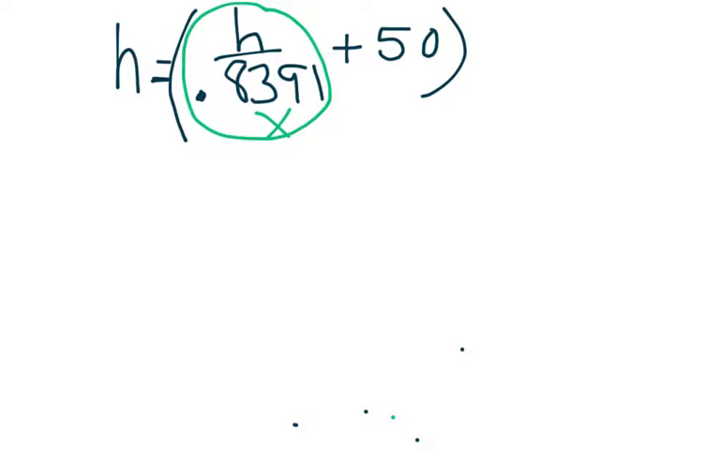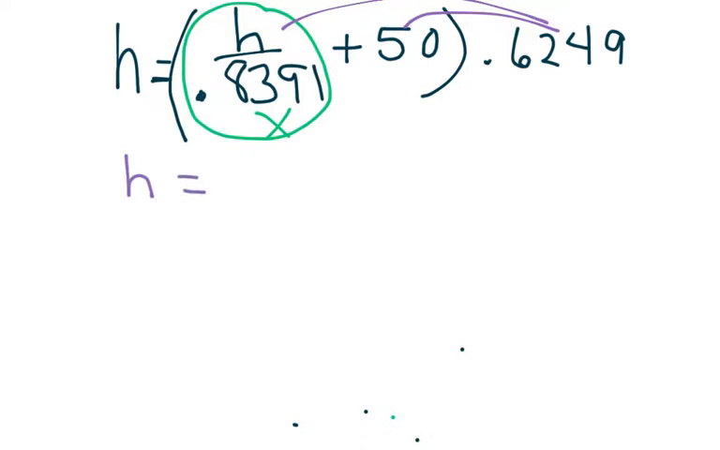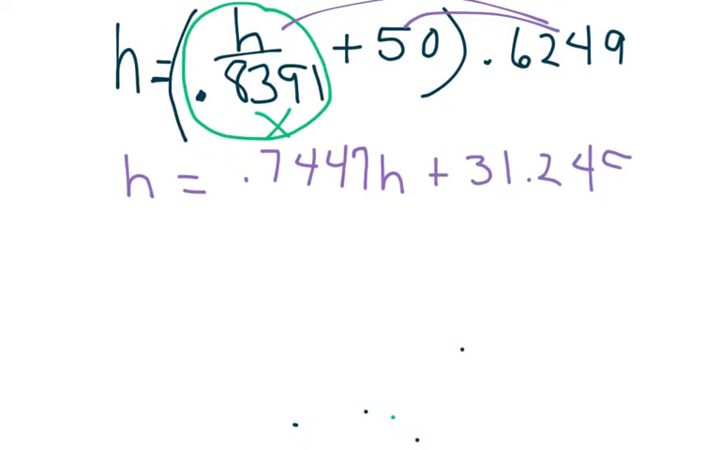Now, my tan of 32, I went ahead and evaluated that with the calculator, and that is 0.6249. Now, all I'm going to do is use the calculator and distribute here and clean this up. And I get h equals 0.7447 times h plus 31.245. Alright, all I did was distribute this with this, and came up with these two values.